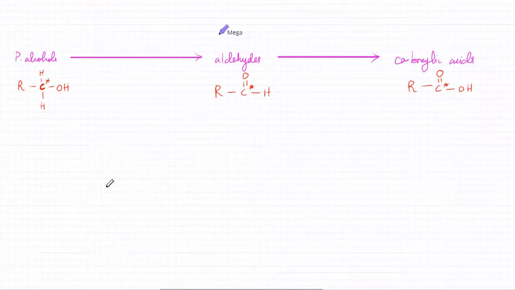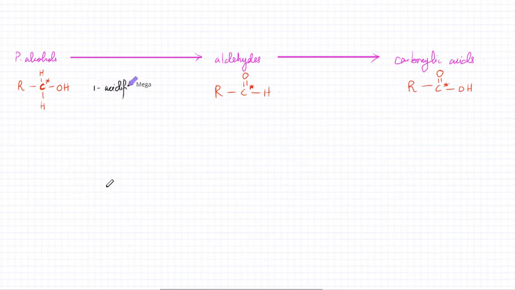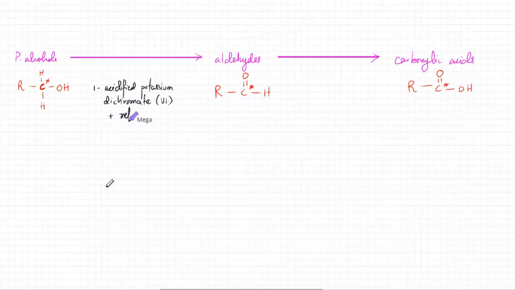Starting with the first one, that's acidified potassium dichromate 6. So it's this acidified potassium dichromate 6, and it's reflux. Plus reflux, or the proper word is heat with reflux.